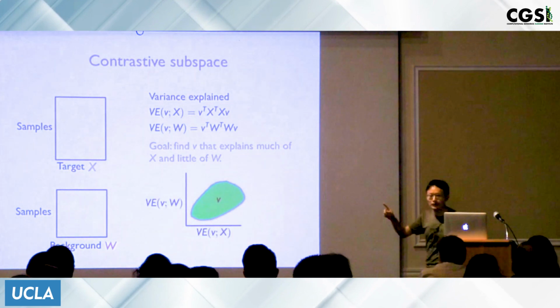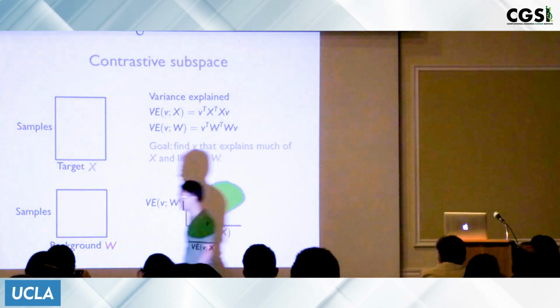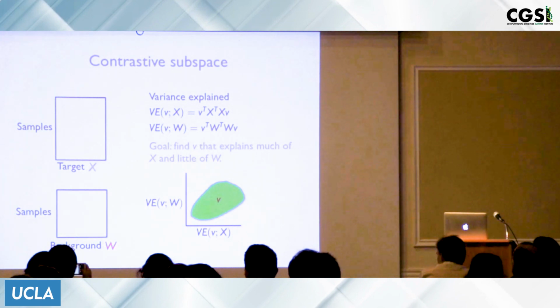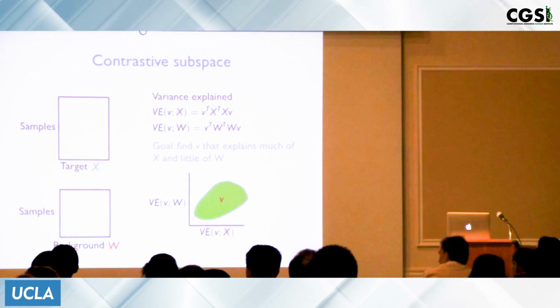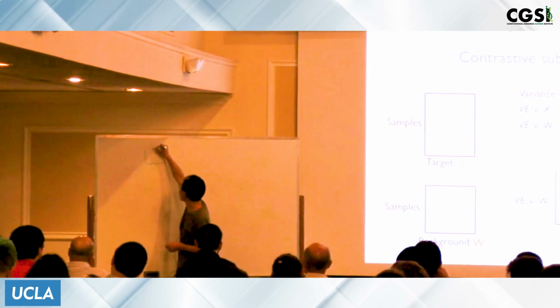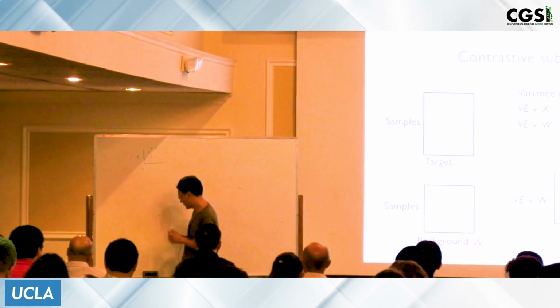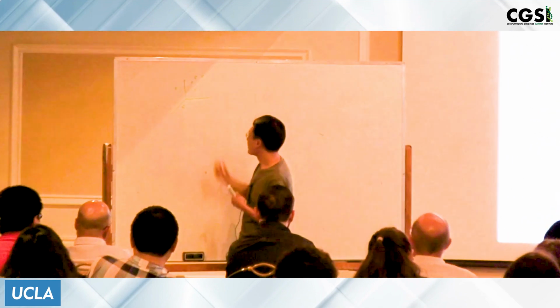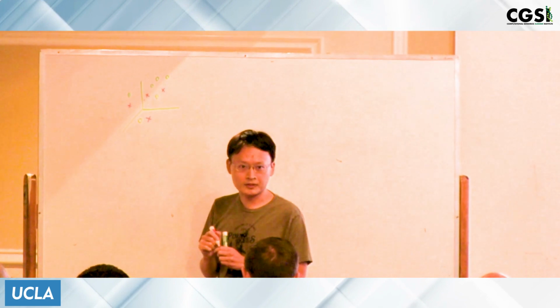Let me go to the board so I can draw a better picture for you than I could on PowerPoint. The idea here is that I start with some high-dimensional space. I have two data sets that live in that space. I have my green dots, my foreground, and I have my red dots, my background. They live in high-dimensional space.